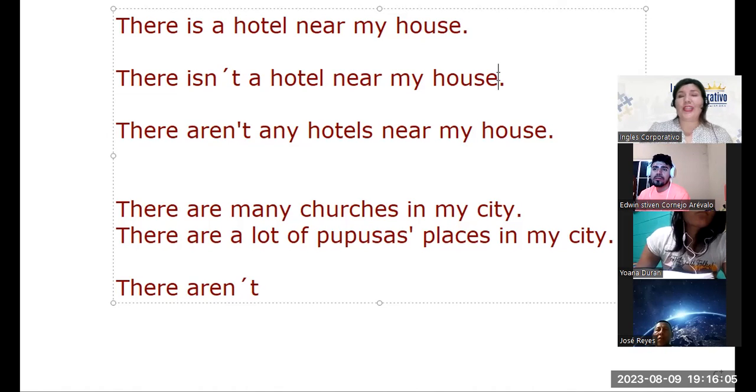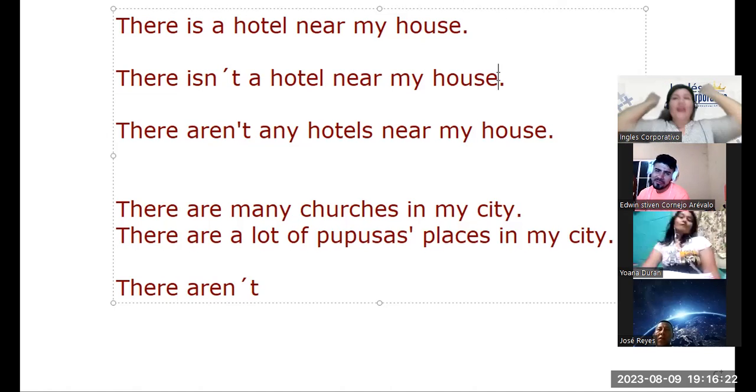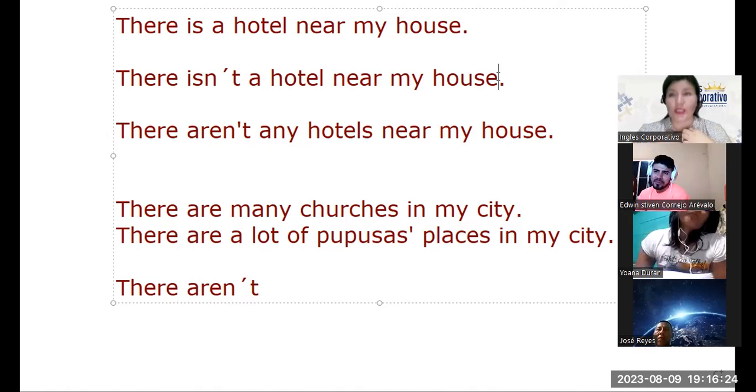Y si me digo, there is a one hotel, what is the meaning? Hay un uno hotel. Exactly like that, right? Hay un uno. Hay un uno hotel. Y no andamos por la vida diciendo, ahí hay un uno hotel. No, right? You say, there is one hotel. And that's the form of usage, right? There is a hotel, only like that, right? No le tenés que poner nada más.